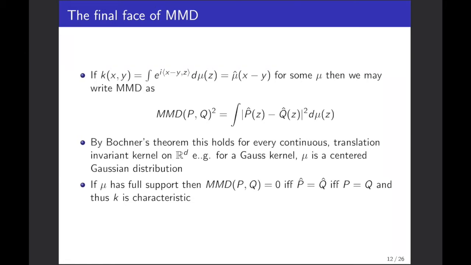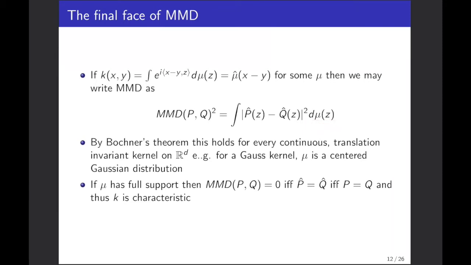So for example, the Gauss kernel, mu will be a centered Gaussian distribution. Now it's easy to see that if mu has full support, then the MMD between P and Q is 0 if and only if P hat equals Q hat. The reason for this is, if MMD is 0 and if mu has full support, then p hat and q hat must equal each other almost everywhere.